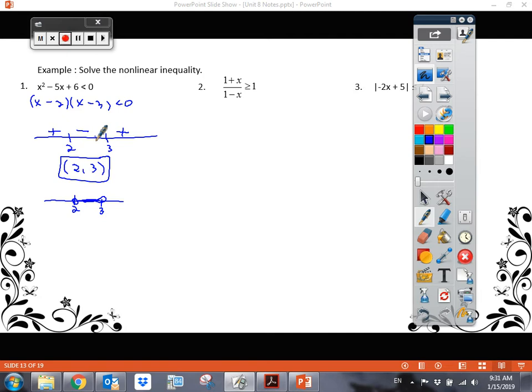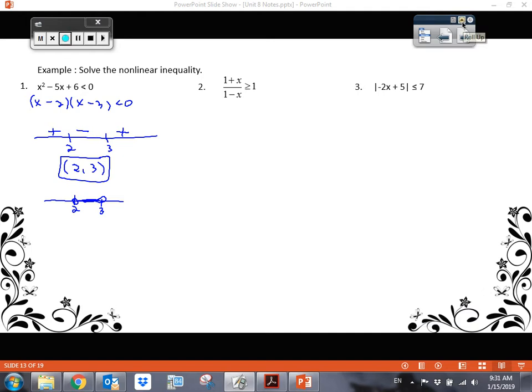Alright, so that's polynomials. For rational inequalities, well, first of all, it's greater than or equal to 1. That's not okay. It has to be a 0. We've got to move the 1 over. So I'm going to subtract the 1 to the other side and get a common denominator at the same time. So I have 1 plus x over 1 minus x, and then I'm going to move the 1 over, so 1 minus x over 1 minus x, greater than or equal to 0.